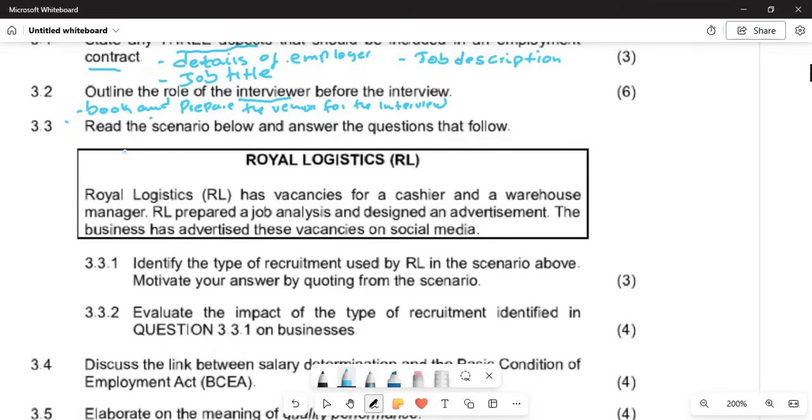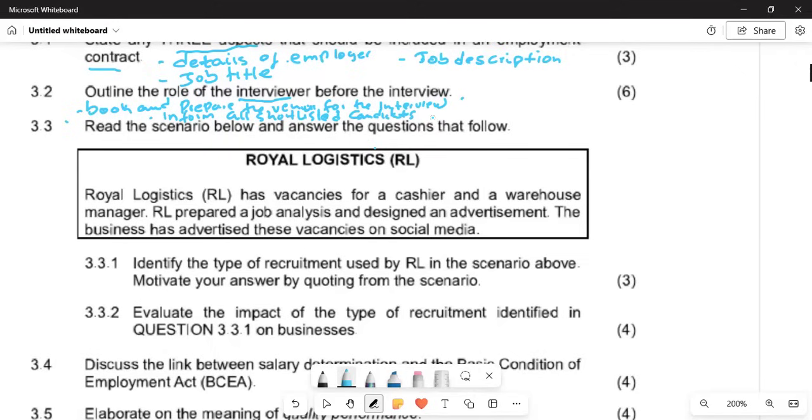Also, he or she must inform all shortlisted candidates about the date, place, as well as time of the interview. So that is very important as well.